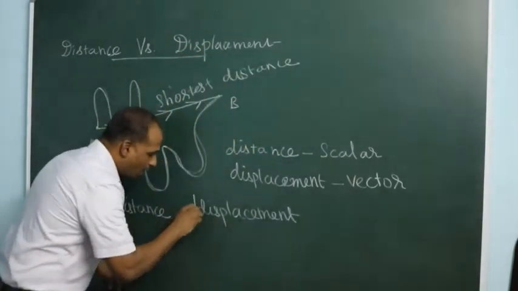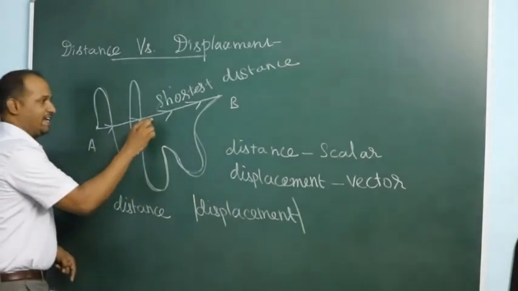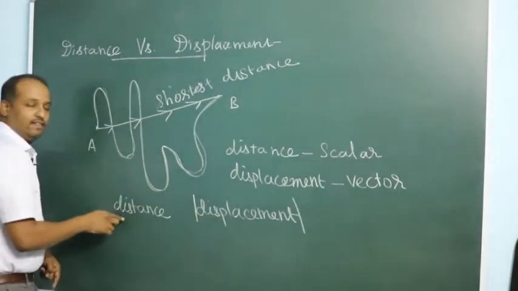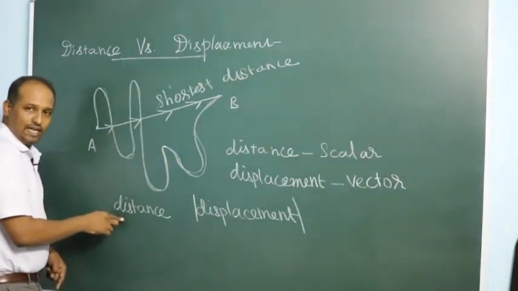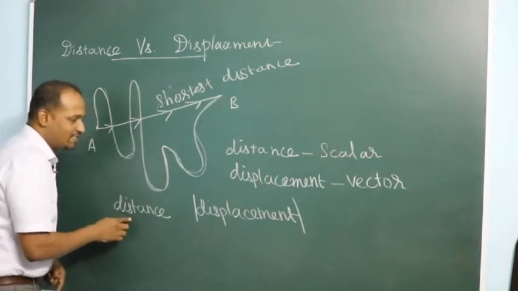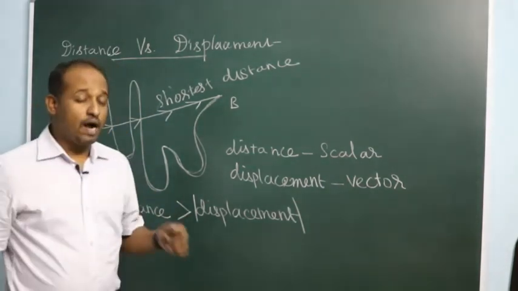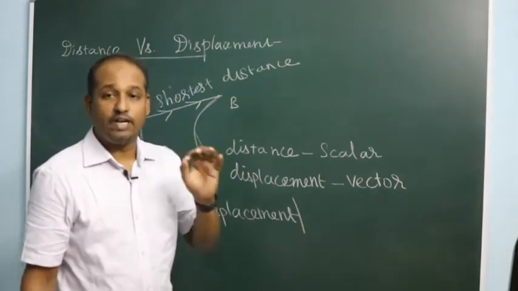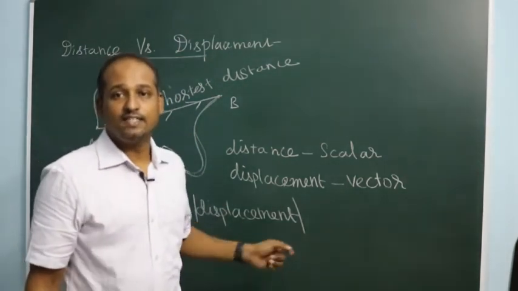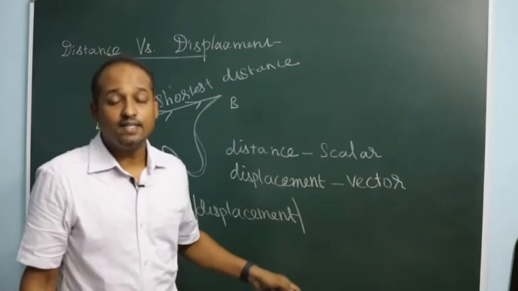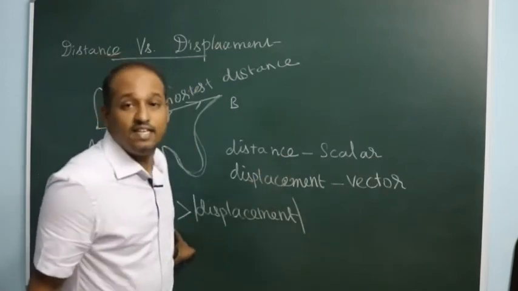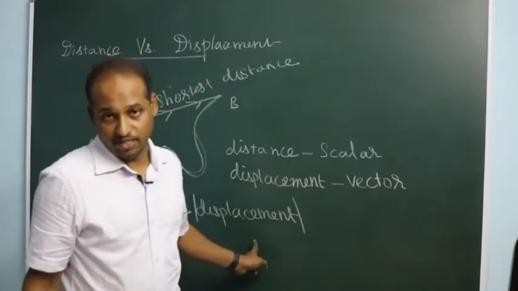So the magnitude of displacement in this case is less than the length of the path, the actual length of the path. So distance in this case is greater than the magnitude of displacement. And we should never say that distance is greater than displacement. It is the distance that is greater than the magnitude of displacement.